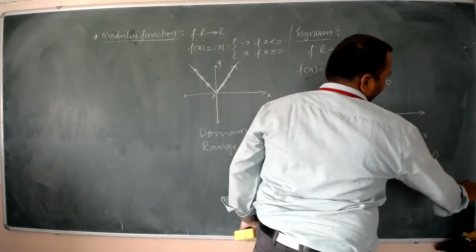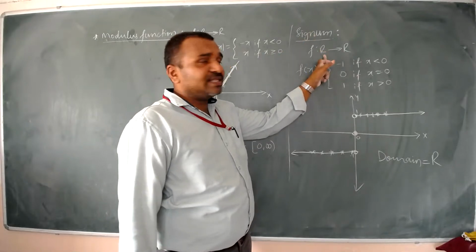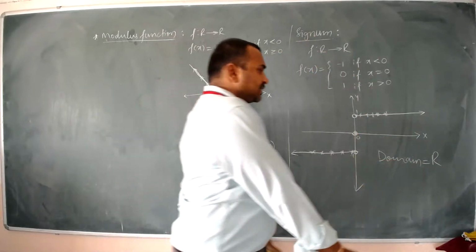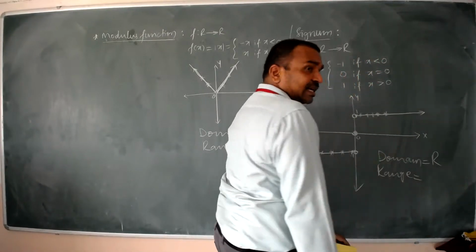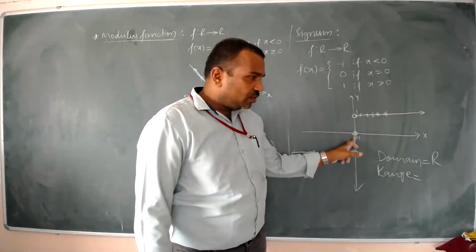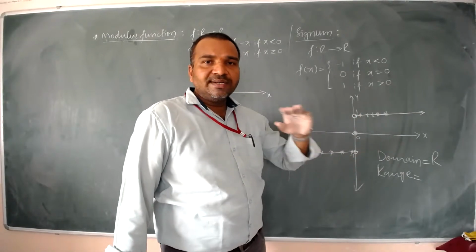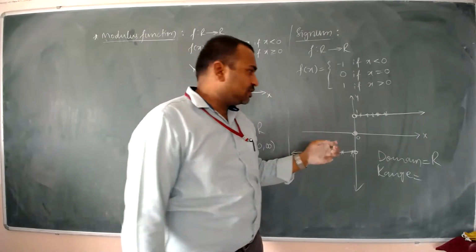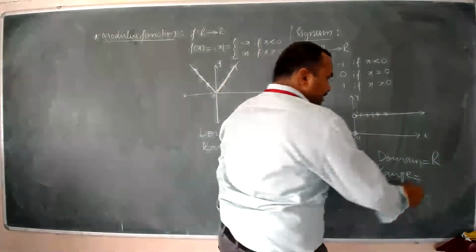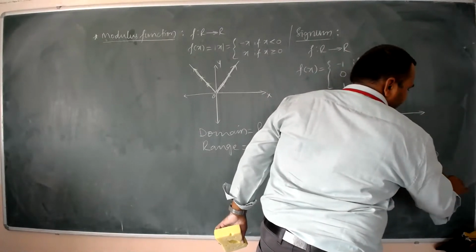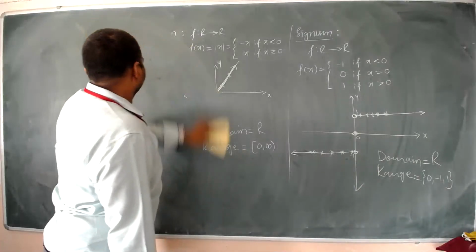Okay, you can guess the domain. The domain of this function is R, because I already told you the first set is called the domain. Next, range. Range is nothing but the result. What is the result now? We are getting 0, 1, and minus 1, only three values. So the range is 0, minus 1, and plus 1.